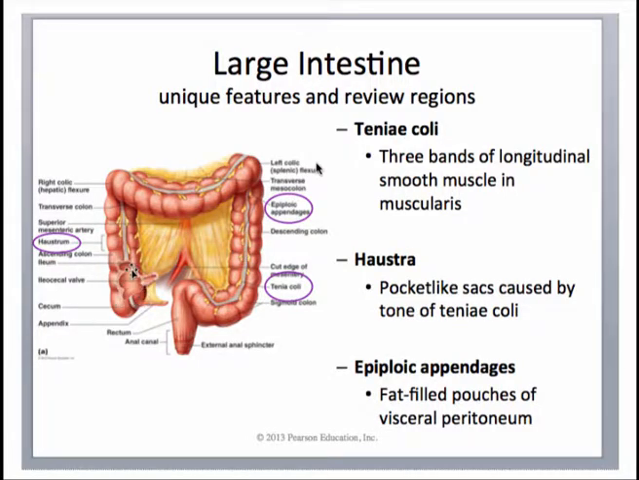And then remember, we have the cecum. The appendix hangs from there, the ascending colon, the transverse colon, the descending colon, and the sigmoid colon, and then out through the rectum and anus.